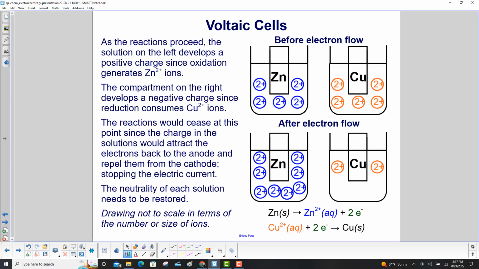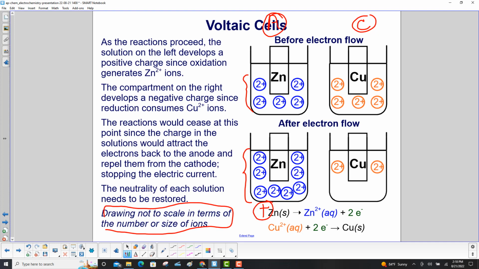As these reactions proceed, the solution on the left, which is the anode, I'll just highlight that up here, anode, and here's cathode on the right. The one on the left will develop a positive charge since oxidation generates zinc 2+ ions. So you've got 1, 2, 3, 4, 5, now you have many more. So this side now is a plus. And by the way, this drawing is not to scale in terms of the number or size of ions. It's just to illustrate what's happening.